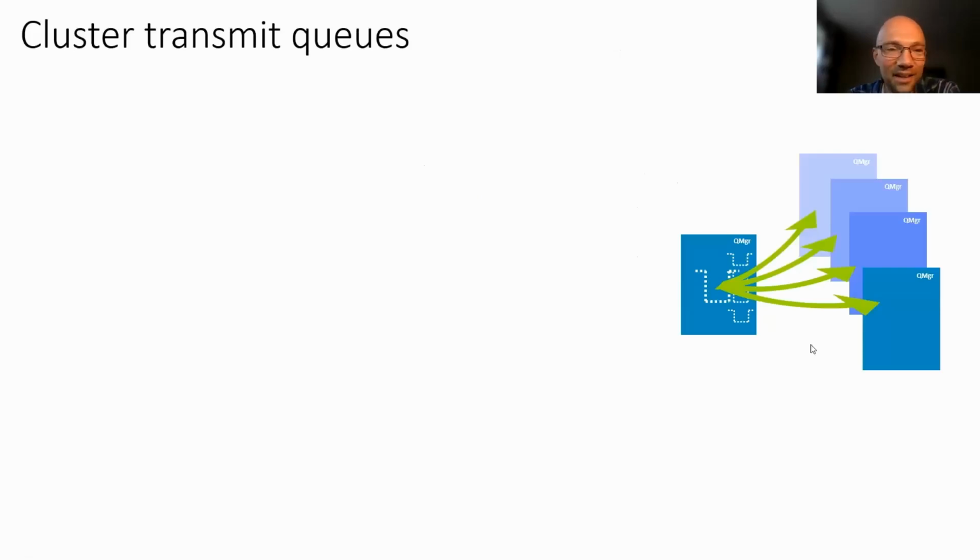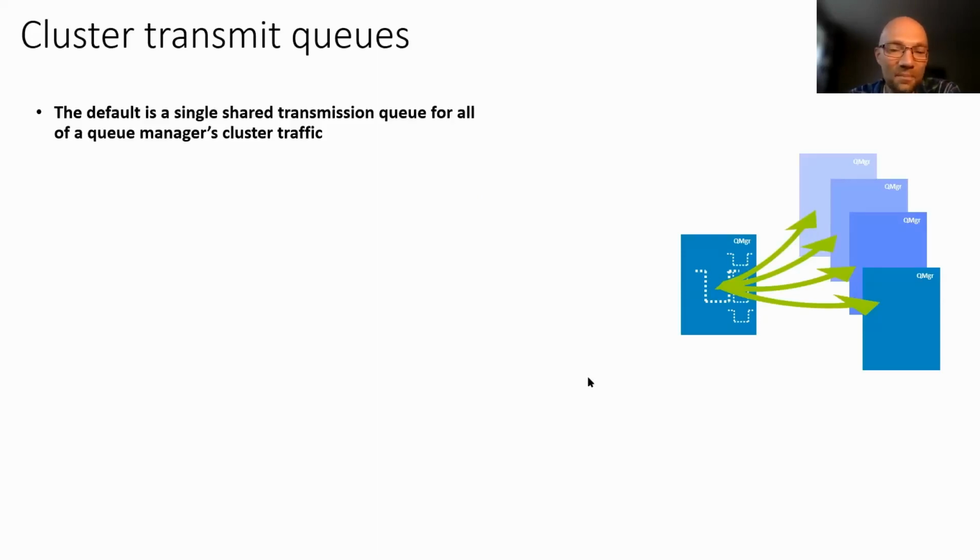Another thing you need to take into consideration is transmission queues within the cluster. Ever since clusters were first implemented in MQ, there has been a single transmission queue for all the data that is sent via cluster channels from a particular queue manager. It's called the System Cluster Transmit Queue. Any message that's going to be picked up and sent by a cluster sender channel from that queue manager is put on the System Cluster Transmit Queue, ready for one of the cluster channels to pick it up and send it to the destination queue manager.